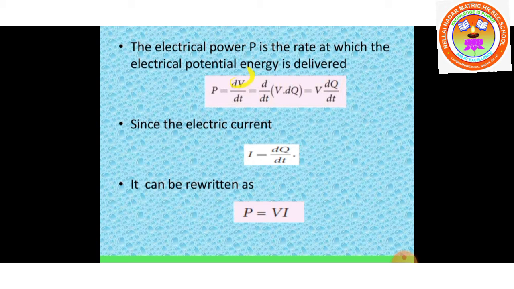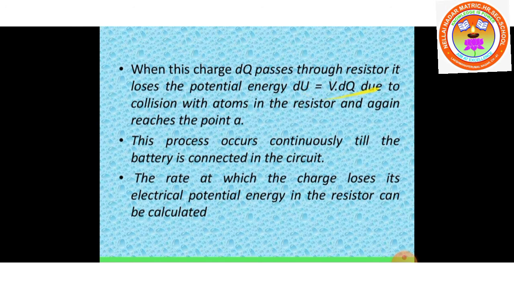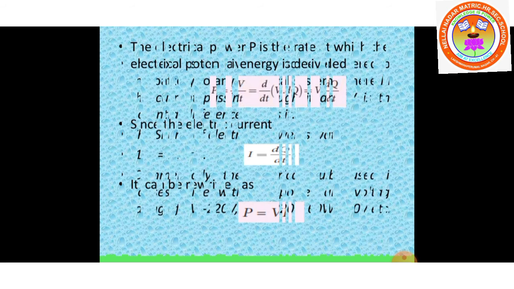Already you know the value of dU. What is the value of dU? dU is equal to V into dq. So P is d by dt of V into dq, which can be written as V into dq divided by dt. Since the electric current is calculated using the formula of rate of flow of charge, I is equal to dq divided by dt, P is equal to V into I. So the product of the potential difference and the current gives the value of the power.